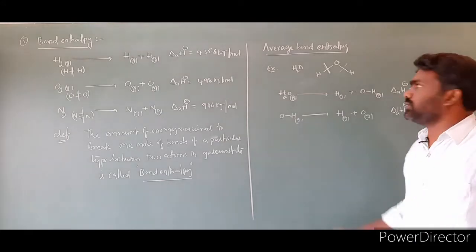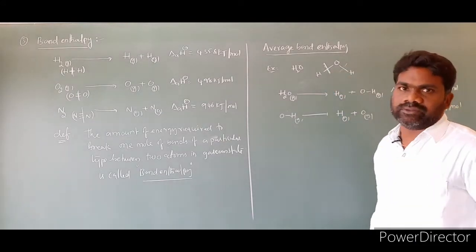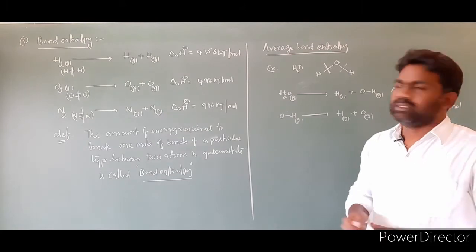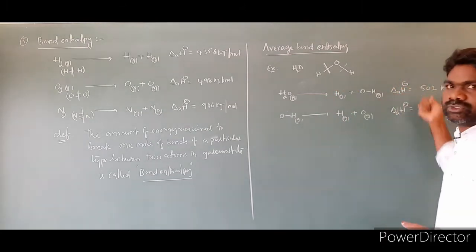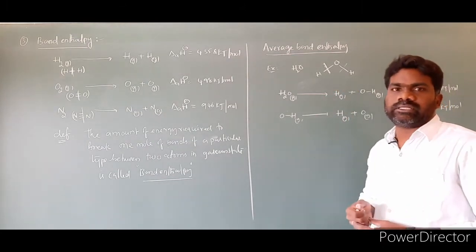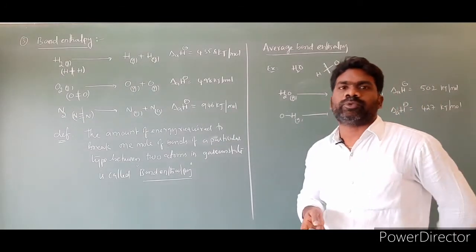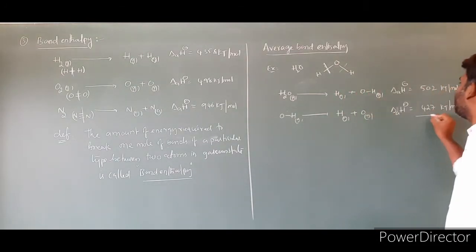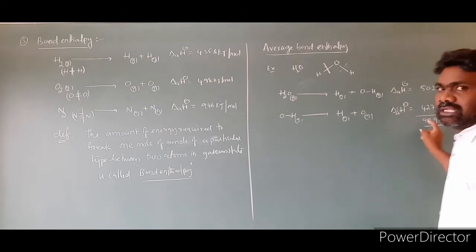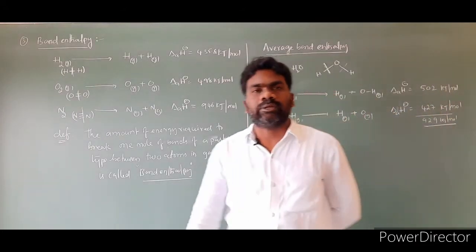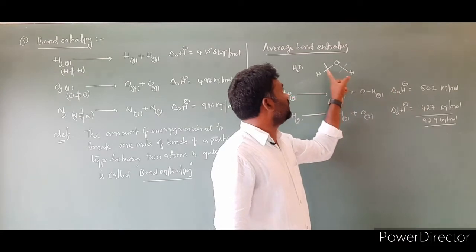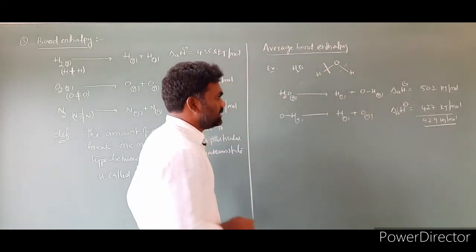So in these two cases we have to take the average value. How to get the average value? The total bond enthalpy is divided by the number of bonds broken. So what is the total value? This is 929 kilojoule per mole. How many bonds are broken? One, two.